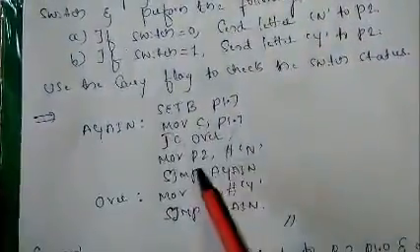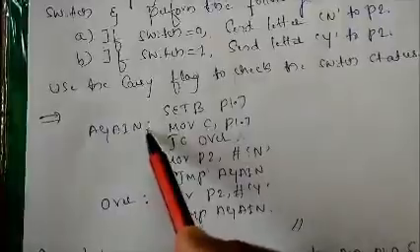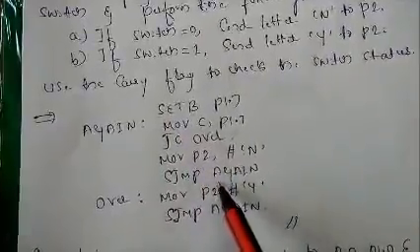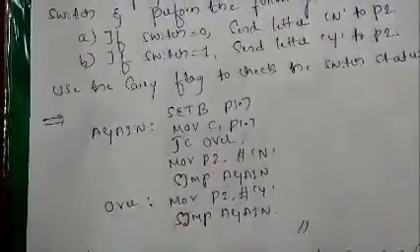So same thing, by using the MOV P2, #'N' instruction, it will send N to P2. Again SJMP means it will come back here and repeat. If it is logically 1, it will come here, send Y to P2, and the short jump means again it will come back.